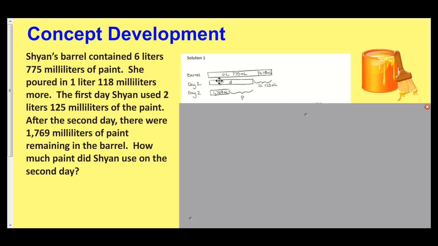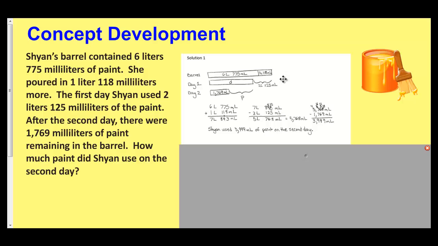So this is what was left after day 1. And then it says on day 2, she used some amount. We don't know how much she used, but we do know that there's 1,769 milliliters left. So this is what we're trying to find out, this missing piece right here. So this is going to be a 2-step problem. See if you can figure out what steps it would take to solve for P. If you still don't know, I'll show you.